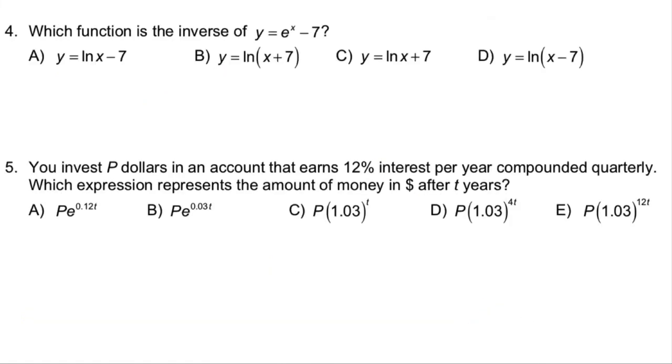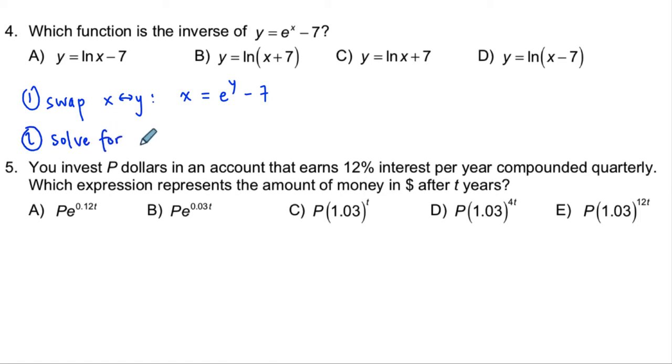In number 4, which function is the inverse of y equals e to the x minus 7? So the first thing to do to get the inverse is to swap x and y. So when we swap x and y, we end up getting the inverse equation directly, x equals e to the y minus 7. Now that's not one of the options because every option has had y isolated, so then we isolate for y, or we solve for y.